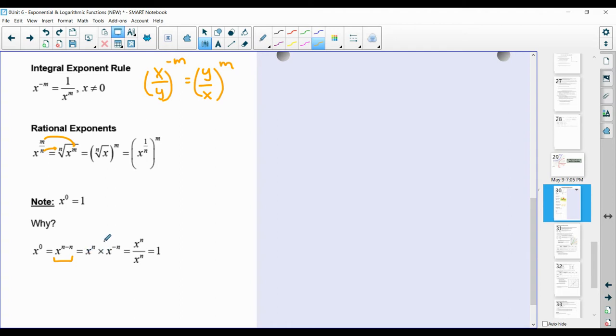If we were to write that as a product, it would be x to the n times x to the negative n, because x to the n plus negative n is the same as x to the n minus n. We can also write it as a quotient, x to the n over x to the n, and anything divided by itself is 1. So it's not so much important that you can show me why x to the 0 equals 1. It's that you remember that x to the 0 equals 1. But just in case you were curious as to why that is, I've got that shown there.